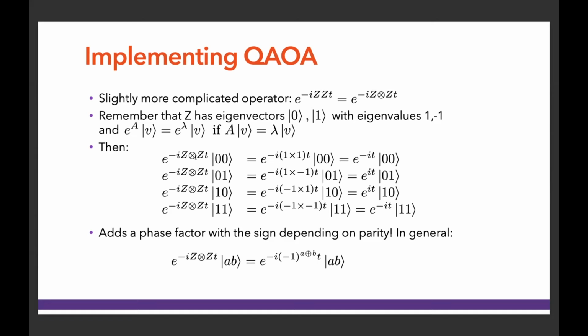So for ZZ acting on 0, 0, we want to get exponent of minus iT times 0, 0 out. For 0, 1, we want to get exponent of iT times 0, 1. For 1, 0, we want to get exponent of iT times 1, 0. And for 1, 1, we want to get exponent of minus iT times 1, 1. So what this operator does is it adds a phase with a sign depending on the parity of the bits. In general, what we want to do is something that adds this phase, and the sign of the phase depends on the parity.